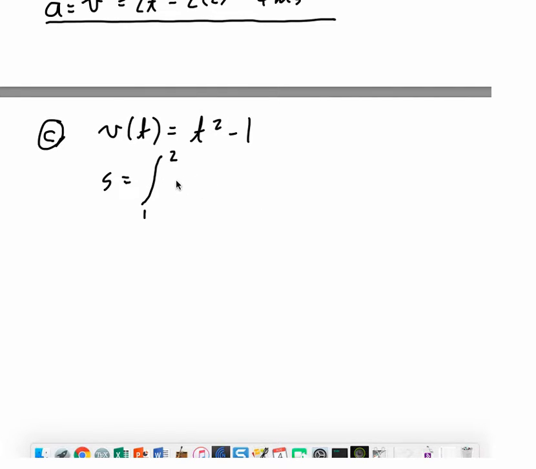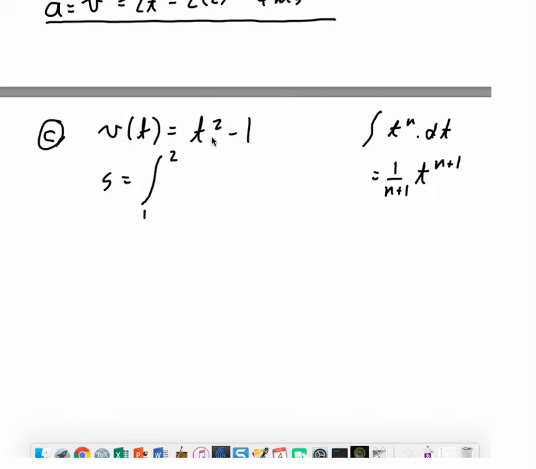And for integration, the integral of t to the power n with respect to t, so we just put in the dt, is 1 over n plus 1 times t to the n plus 1. So we're effectively doing the opposite to what we did with differentiation.